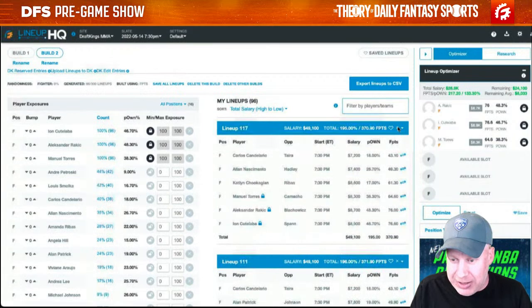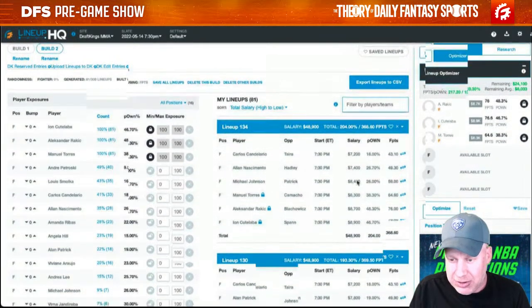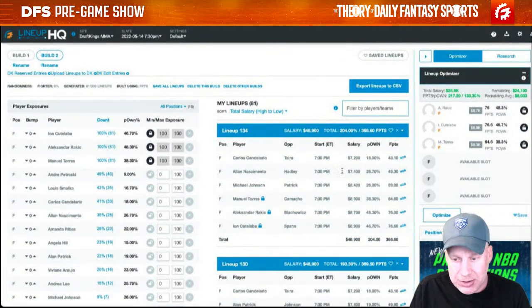Right, so we're going to go down and get rid of anything 49 or above, just to show you. Okay, I accidentally got rid of one. So 82 out of the 204 lineup combinations that you can make are 48.9 and below. And on this slate, it's Candelario, Nascimento, Michael Johnson, Torres, Rakic, Kudalaba. Why can't this lineup win?